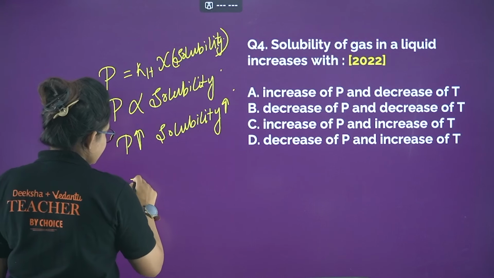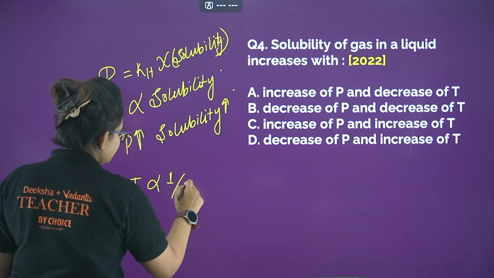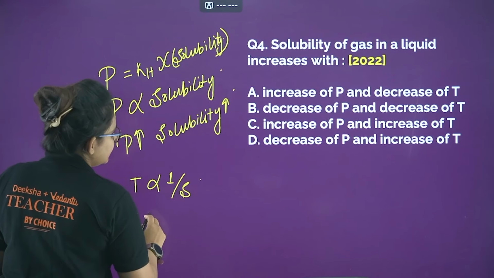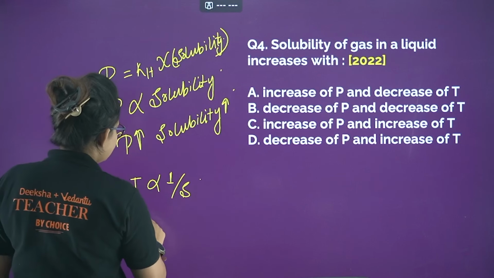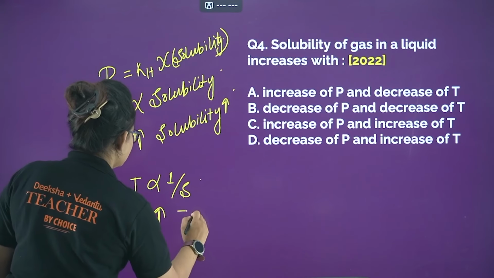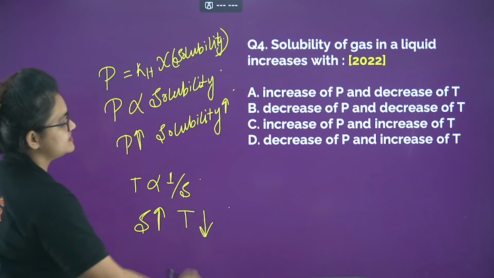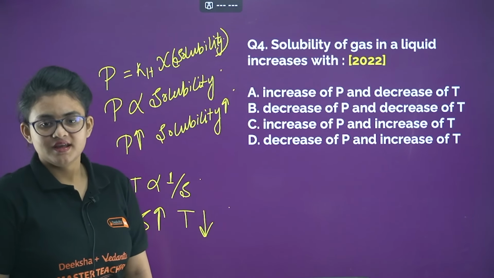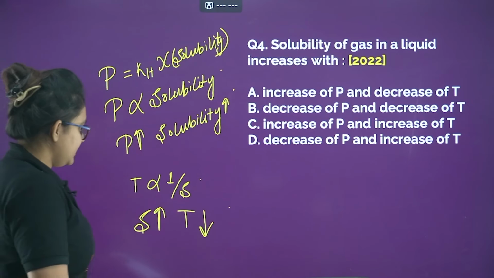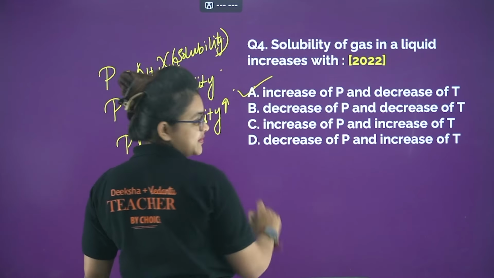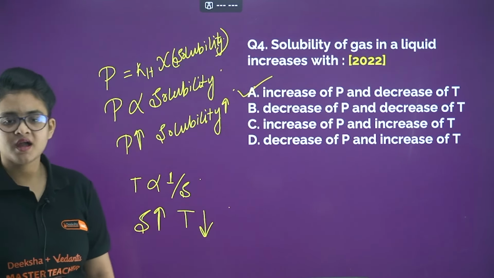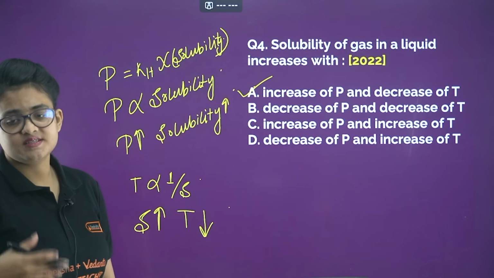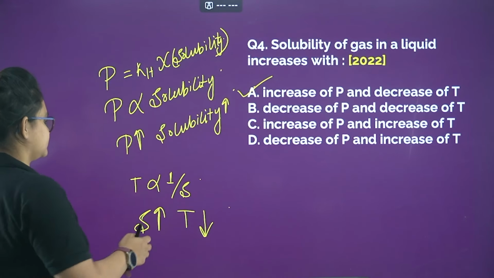So if you just see T and S, they are inversely proportional. So in order to increase the solubility, if you want to increase the solubility, T must decrease, right? Because they are inversely proportional to each other, right? So you can see your correct option is going to be A. I guess you understood this. Let's proceed for the next one.